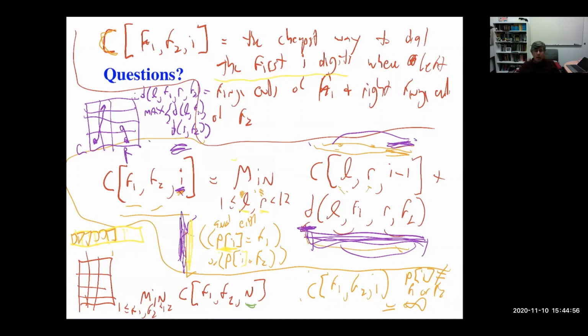And I can store in my dynamic programming table the cost, but I could also store the operation that realized it. The operation that realized it was the movement: where did I move my two fingers? And so I need to store the L and the R in my dynamic programming table if I want to actually reconstruct the sequence of moves that I was making. Any questions about that?